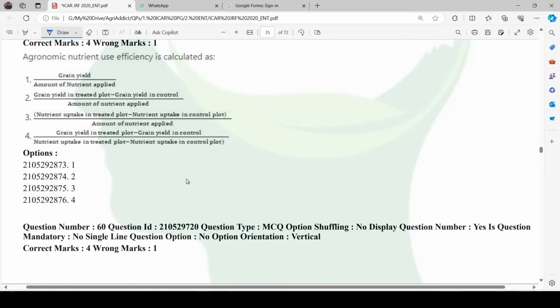Next question is, the agronomic nutrient use efficiency is calculated as. Actually, this question was the hardest question for an entomology student in the JRF examination of that year, 2020. So here answer is 2. You should know the formula: grain yield in treated plot minus grain yield in control, divided by amount of nutrient applied. This is the agronomic nutrient use efficiency. Okay, that is option 2 is correct.